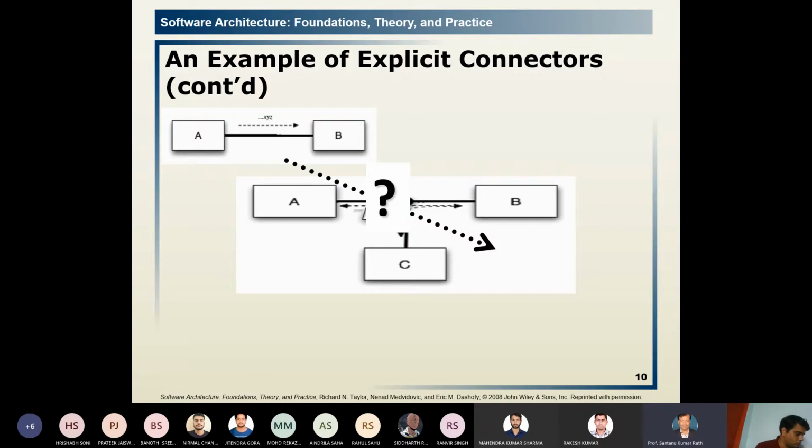Explicit means very clear. What is the meaning of explicit? Very clearly identified, elaborately, leaving no room for any confusion. Like A to B, there is no confusion. Here there is confusion, A to C, so it is not explicit. A proper explicit connector has no confusion. Okay, go ahead, Deba.